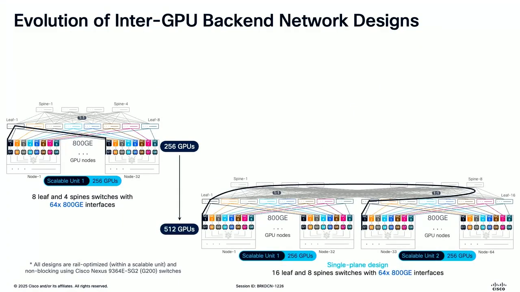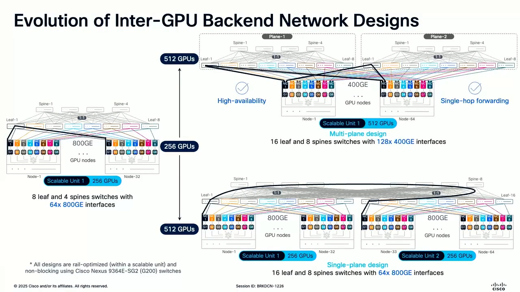This is the backend network design we are looking at. 256 GPUs connected within a scalable unit, all benefiting from the single hop forwarding via the leaf switches. Traffic is not going to the spines. If you have to create a cluster of 512 GPUs, one of the ways you can do something like this. We already looked at this, right? But now if you have a job that needs 512 GPUs, traffic is going to the spines. The other way is I can create a multi-plane design.